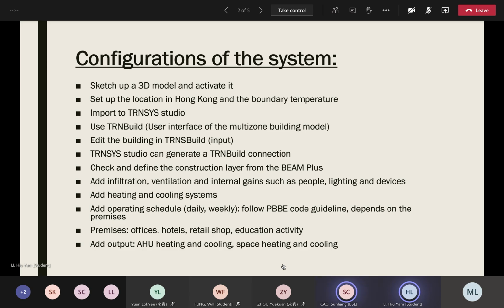then the heating and cooling system, as well as the operating schedule for daily and weekly, following the guidelines that the PhD student provided to us. Then I will use different premises like offices, hotels, retail shops, and education activities like schools to set up the buildings, and then I will add the output such as AHU heating and cooling for the heating and cooling system.